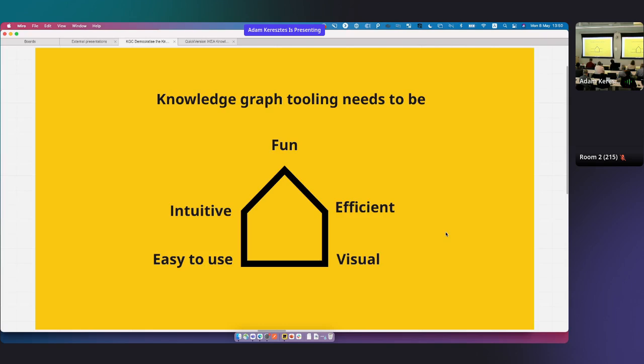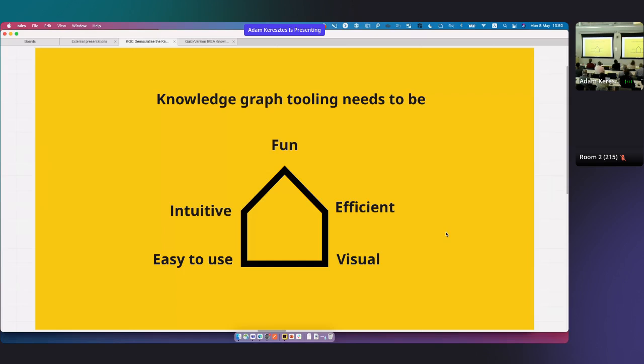Now I will take on my UX hat and outline a little bit what we need to do around knowledge graph tooling, because tooling needs to be, and these are the main key takeaways, intuitive, easy to use, efficient, visual. When you talk about usability, visual as a keyword doesn't come up, but I think for the knowledge graph to succeed, visual is something we need to bring up, the visuality of things.